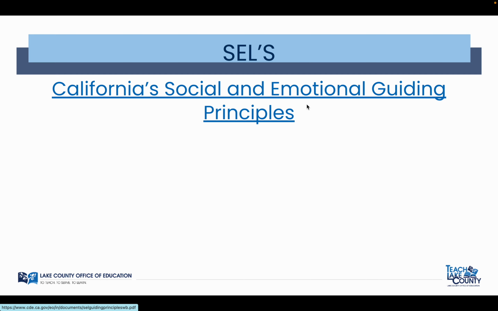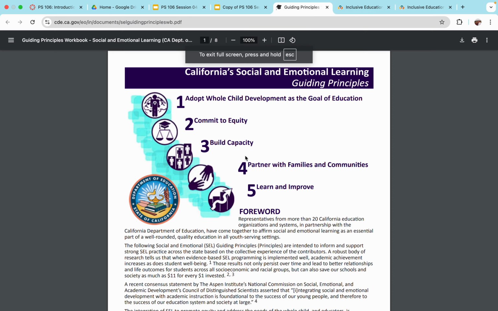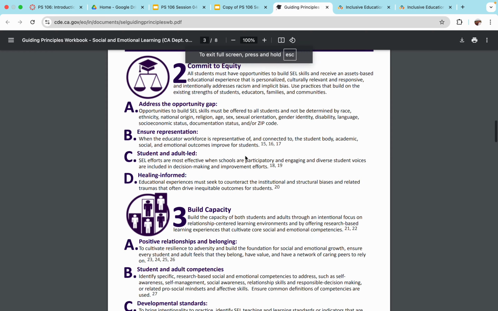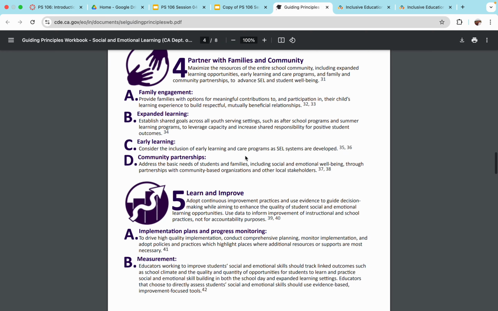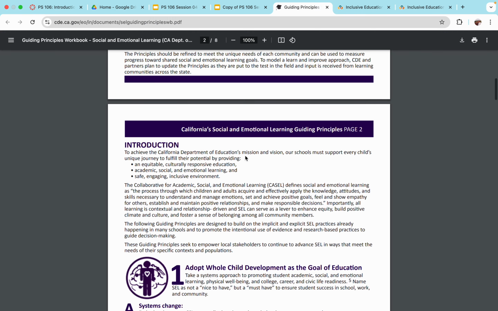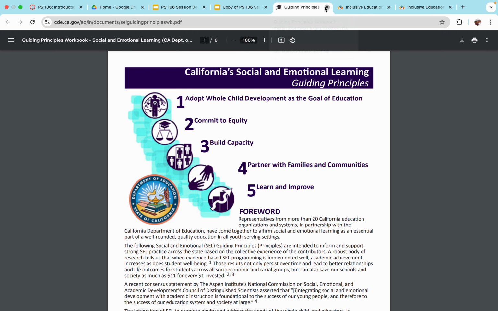California does have a social emotional guiding principle website that you can take a look at real quick. It talks about the different things in regards to social emotional learning. I'll probably give everybody a chance to do a breakout group and talk about that particular piece.